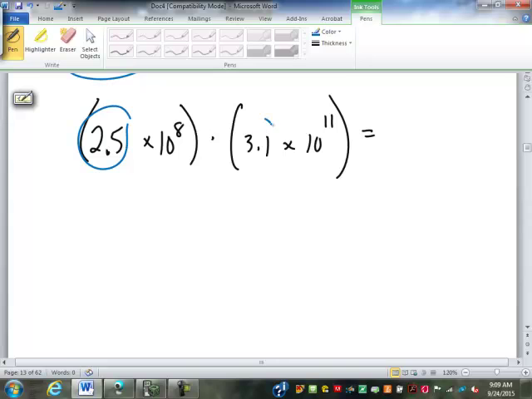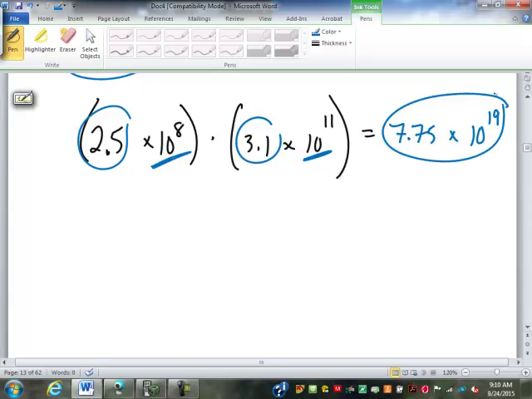We're going to do 2.5 times 3.1, which is going to give us 7.75 times, we also combine the names, 10 to the 8th times 10 to the 11th. What do we do with the powers? When we're multiplying, we add. So 8 plus 11 is 19. 7.75 times 10 to the 19th. Or we might have 4.1 times 10 to the negative 6th times 1.2 times 10 to the negative 4th.